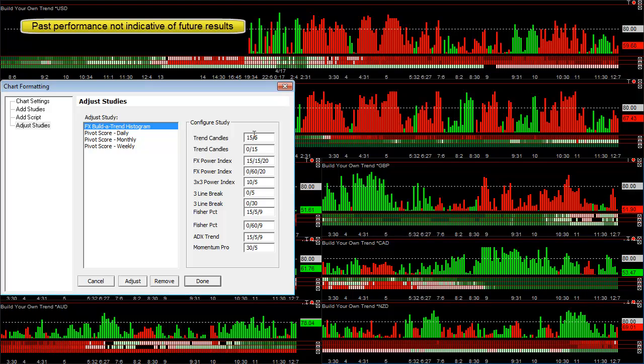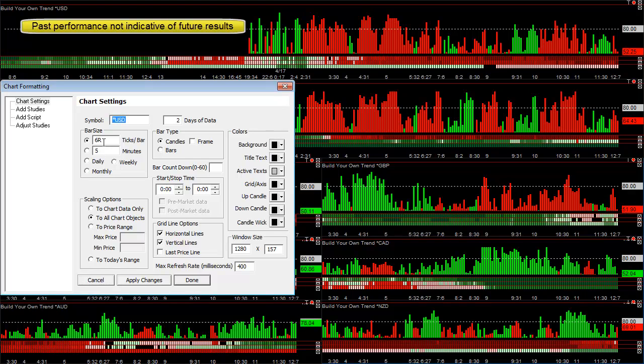So I have 15% weighting for 5-minute trend candles, 15% weighting for the 15-minute power index, what percentage of currencies are below or above their 15-minute bar average, and so on and so forth. And I also put this, instead of on a 5-minute chart, which is what we normally do our currency meter on, this is now on a range chart.